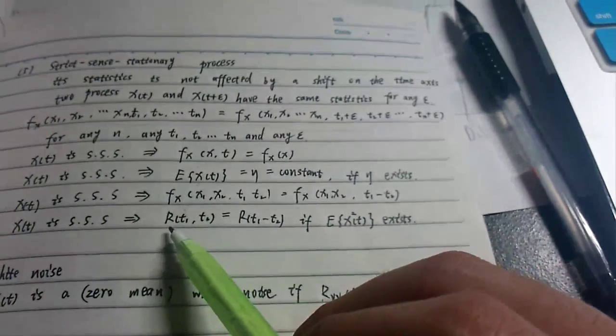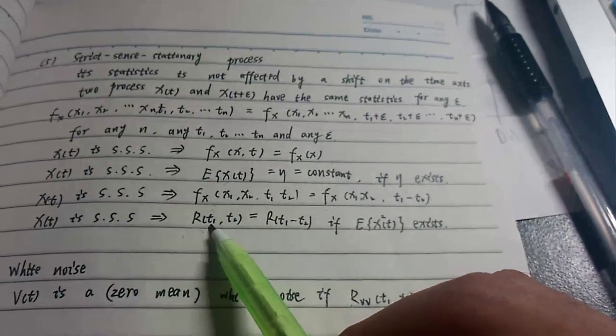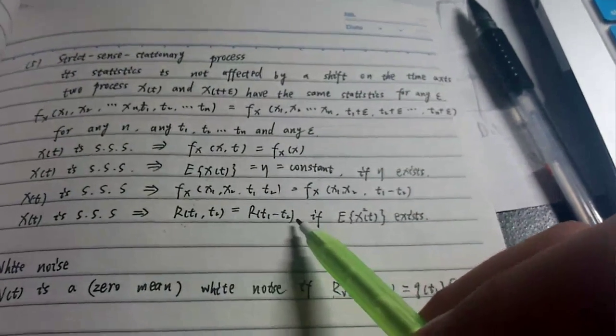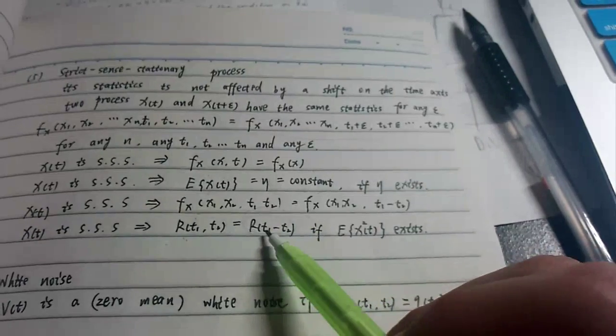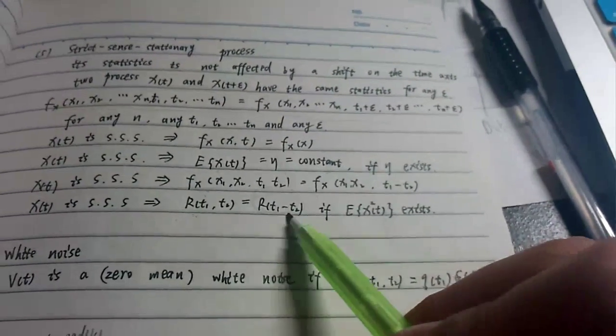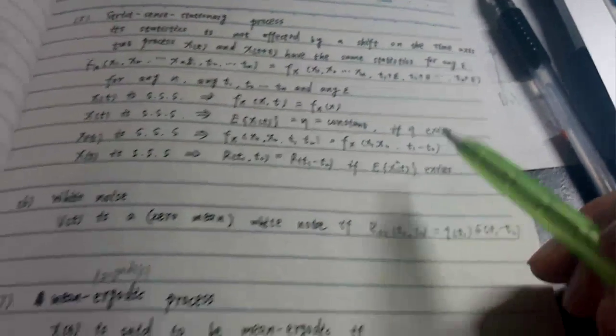And the last property is that the autocorrelation is not related to t1 and t2, just related to t1 minus t2, if the correlation exists.